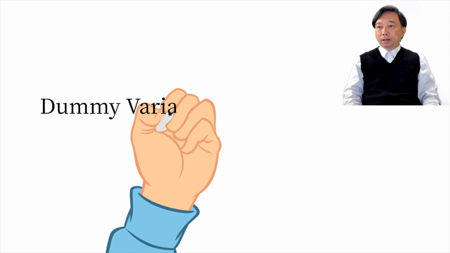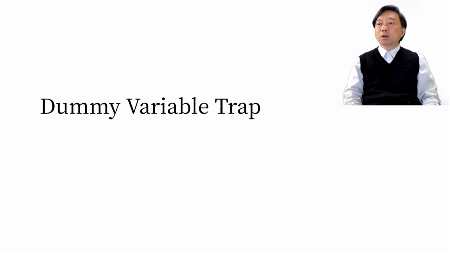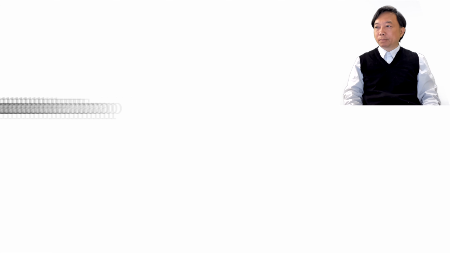What we have seen is the case of perfect collinearity for the dummy explanatory variables. So it is also called the dummy variable trap. Perfect collinearity occurs not only among dummy explanatory variables, but also in other cases.